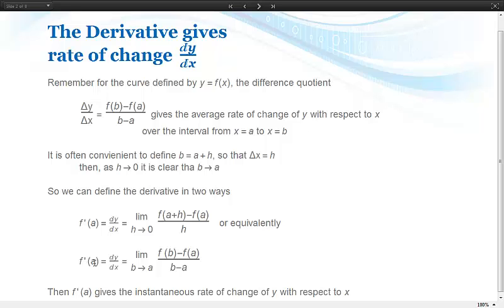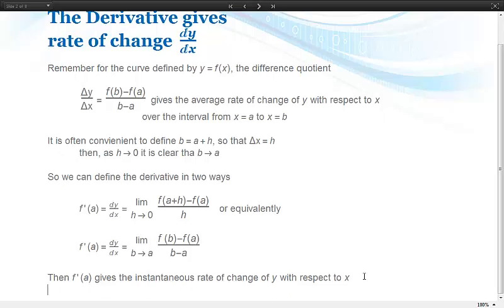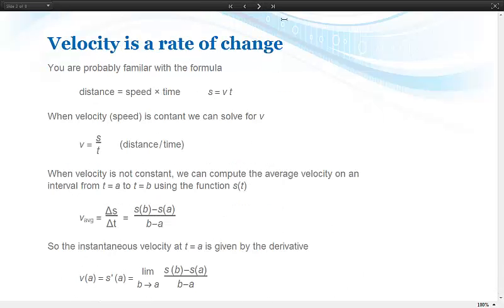The instantaneous rate of change at a, dy dx, is the limit as b gets arbitrarily close to a. So f of b minus f of a is still the change in y, and b minus a is the change in x. Either of these give us the instantaneous rate of change of y with respect to x. We can see an application of this. Velocity is actually a rate of change.